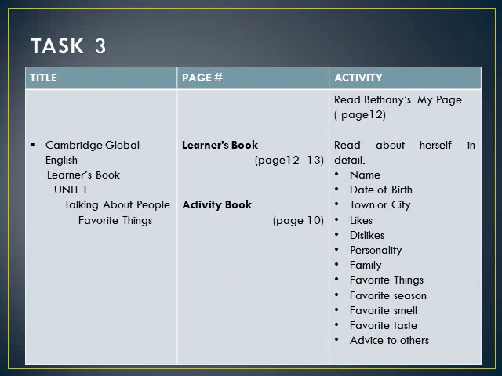Here it's your task 3, which is again from your learner's book unit 1, talking about people, and the topic is favorite things. Learner's book page number 12 to 13 and activity book page number 10. For this task you have to read Bethany's My Page given on page 12 and read about herself in detail. Read about the name, date of birth, town or city, her likes, her dislikes, her personality, her family, favorite things, favorite season, favorite smell, favorite taste, and advice to others.